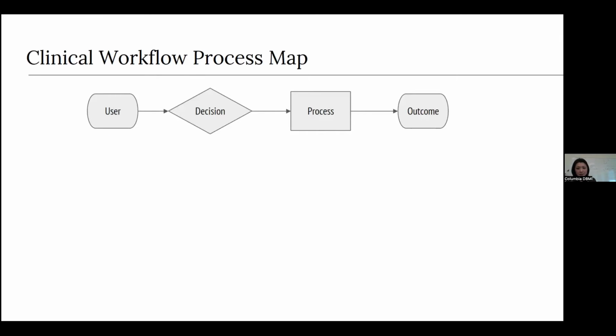And so I want to take a step back now and put forth this very basic process map. Because everything kind of just boils down to a user engages in a process to reach an outcome. And you can argue whether or not there's a decision involved. People might say it's due to regulation or hospital policy that they have to do this. But at the very least, the user decides in the moment to engage in a process.